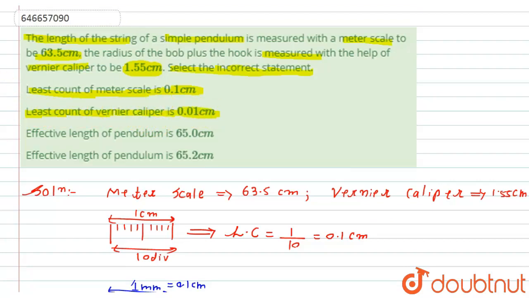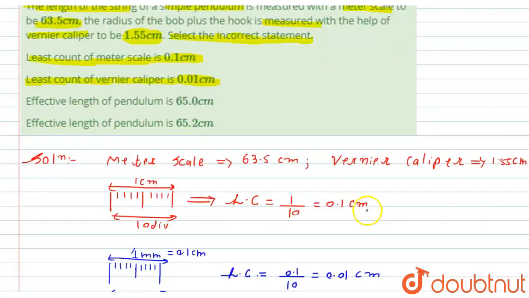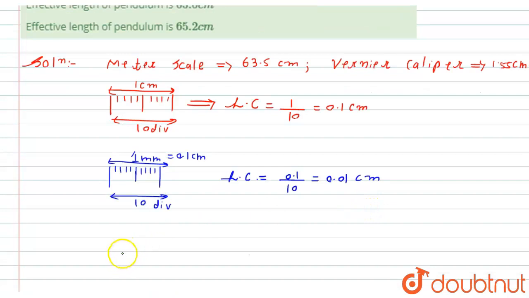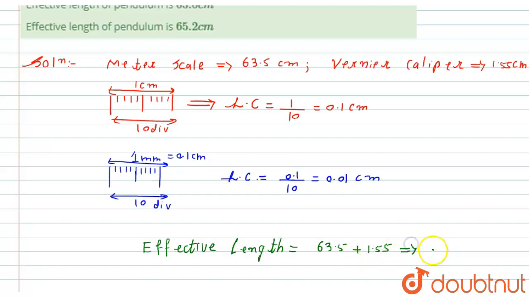Now according to third and fourth, we have to find the effective length of the pendulum. So for that I have to add these two, that is, the meter scale and vernier caliper readings. So the effective length of the pendulum will be equal to 63.5 centimeter plus 1.55. This will become equal to 65.05 centimeter. But here I have to consider the significant digits.